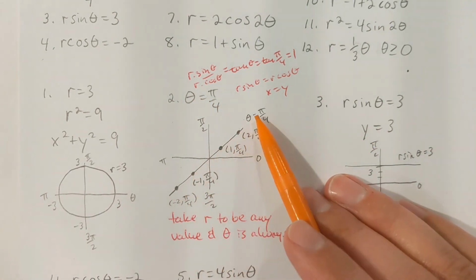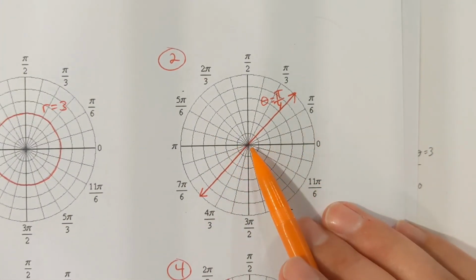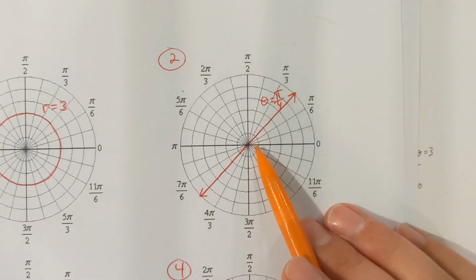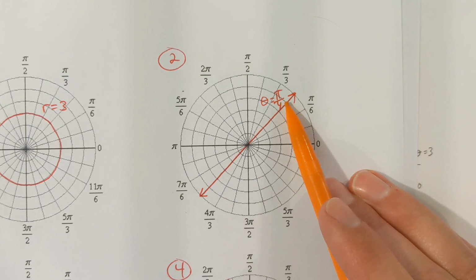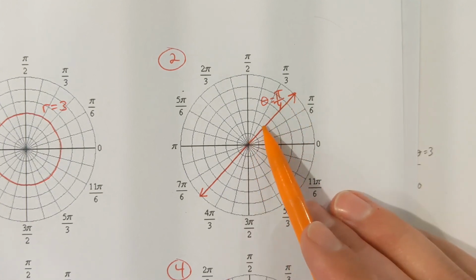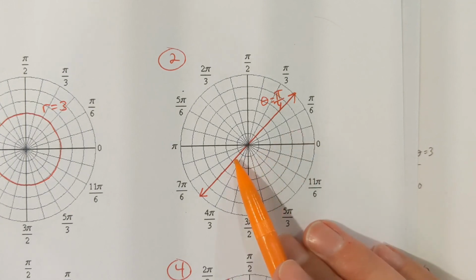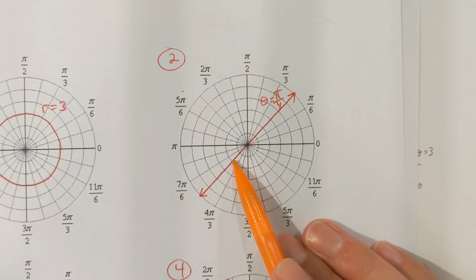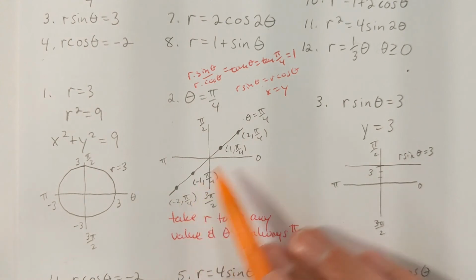And so I've got several points on that line, but basically, it's not going to matter what r is. You're always going to be on the pi over 4 radial line. So here's when r is 1, here's when r is 3, here's when r is 5. r could be negative also. r negative just means that you're going in the opposite direction on that radial line. So here's r equals negative 2, r equals negative 4, etc.